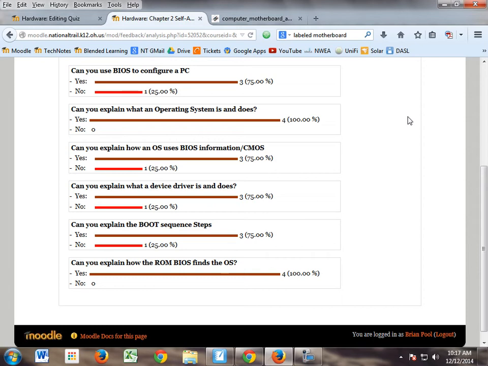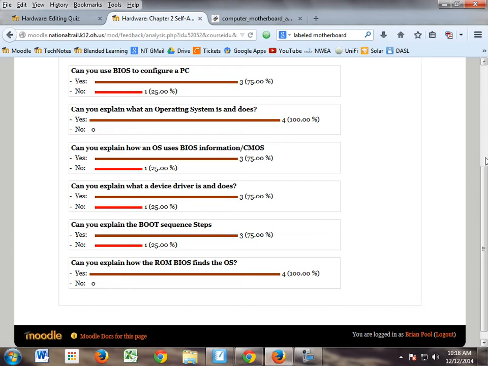Okay, so we should understand what the boot sequence is. That should be in our notes. If it's not in your notes, I'm going to just say go back to the chapter and make sure it's in your notes, because I'm not going to. That's too much time to go through. How does ROM BIOS find the OS? It looks in the configuration file in CMOS RAM.